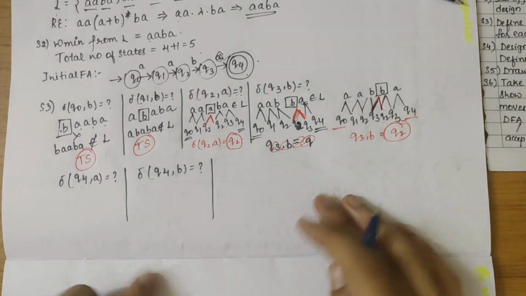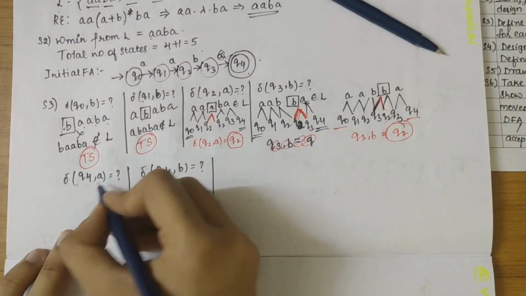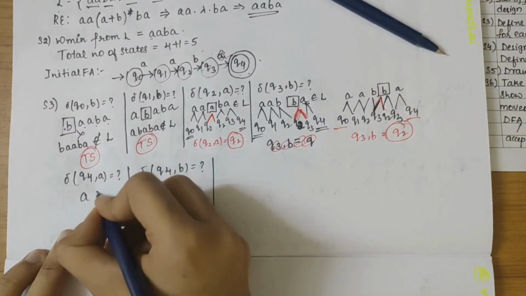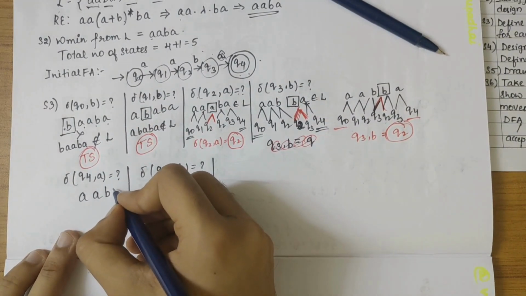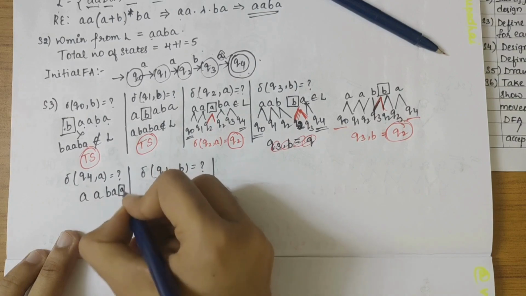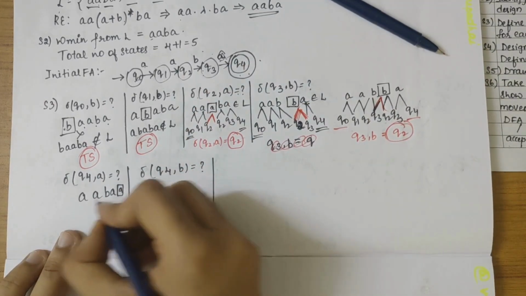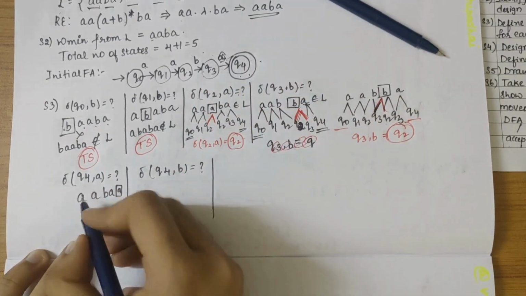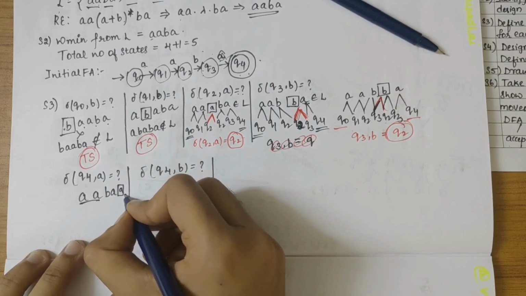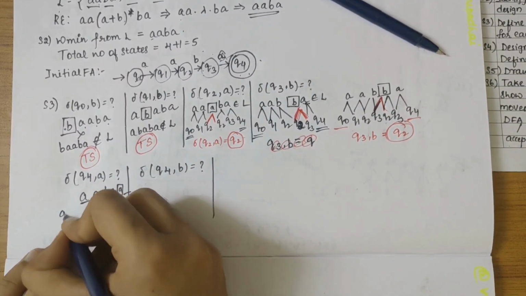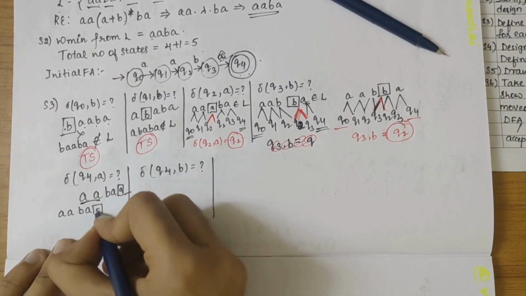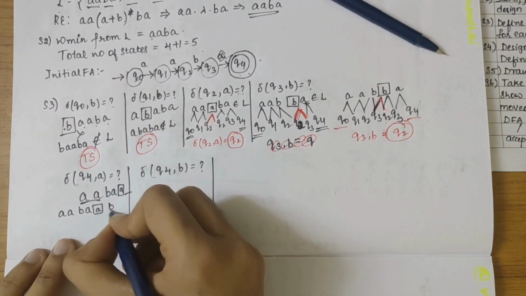Next, let's move on to Q4 on A. So Q4 is here. Before that we have AAB, A, and here we have A. But is this a proper language? It is starting with A, but it is not ending with BA. So we can add BA here. So AA, BA, this A is what we have to find out, and B and A here.